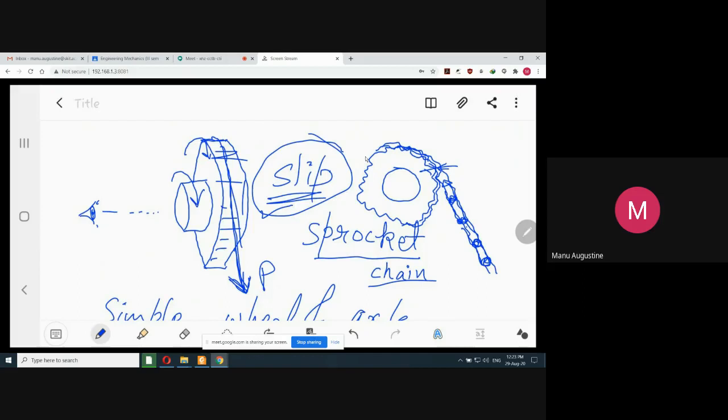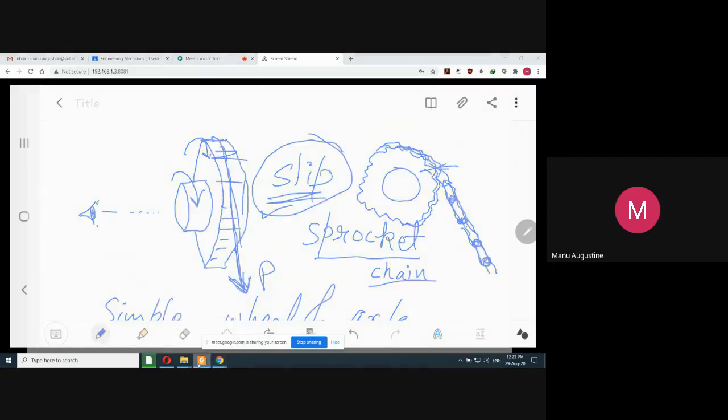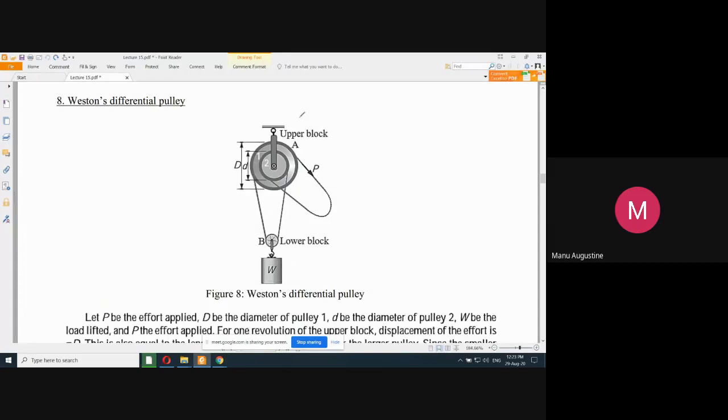So sometimes, or rather I would say most of the times, if somebody decides to construct a Weston's differential pulley, they would not make use of a rope and pulley arrangement. Instead, they will make a Weston's differential sprocket and chain arrangement. They will eliminate the pulley from here. So they will get a sprocket and chain arrangement. So what is the difference here? The rope is replaced by a chain, and each of these discs is replaced by a sprocket. The rest of the concept remains the same.